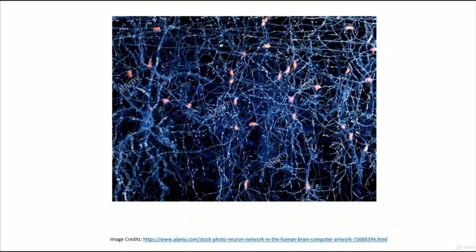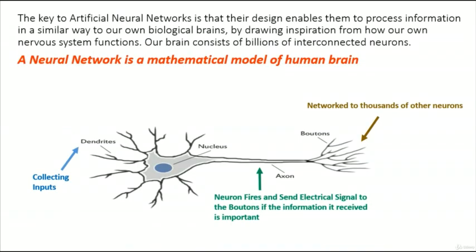So what we're going to do here is model this mathematically. But before we do this, let's explore the neuron. The key to artificial neural networks is that their design enables them to process information in a similar way to our own biological brain. So they were made as a mathematical model that mimics the human brain. I'm not going to say they act the same, but they act in a similar way.